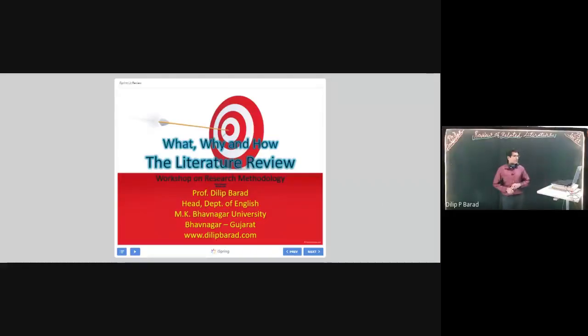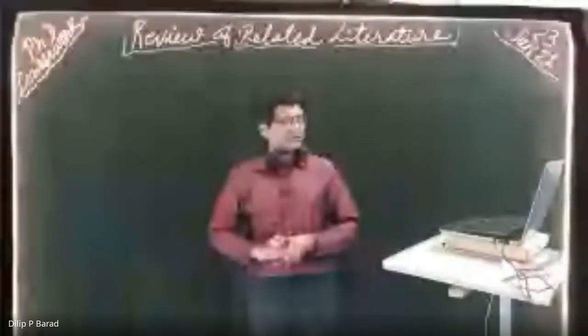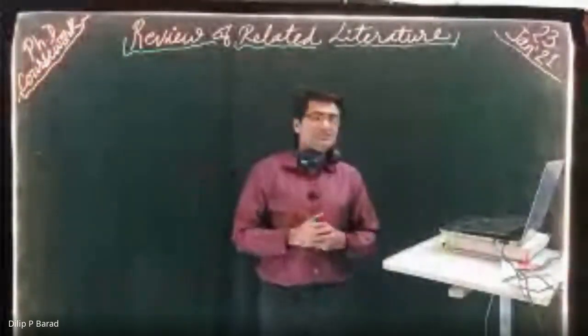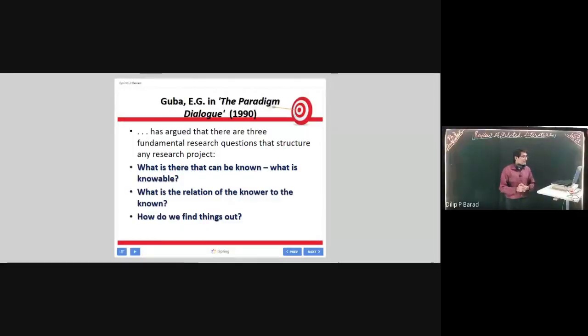The what and why of literature review are very important. In the paradigm dialogue, E.G. Guba has argued that there are three fundamental research questions that structure any research project. Okay? Well, the first one is, what is there that can be known? What is there that can be known means what is knowable.